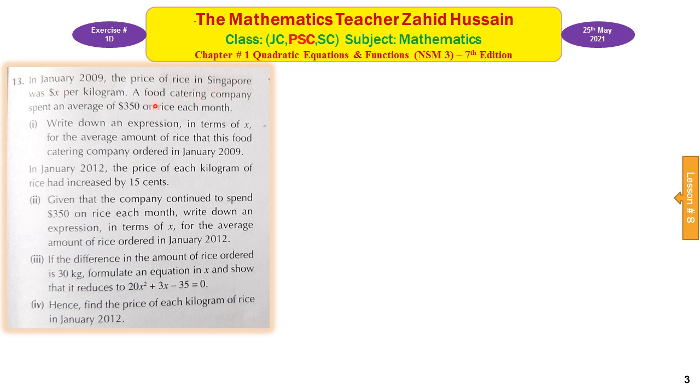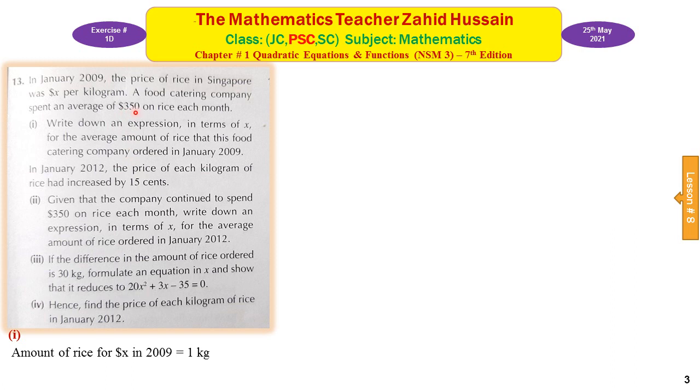A food catering company spent an average of $350 on rice each month. In part 1, you are asked to write down an expression in terms of x for the average amount of rice that this food catering company ordered in January 2009. So amount of rice for $x in 2009 is 1 kilogram, because the price of 1 kilogram of rice in 2009 is $x per kilogram.